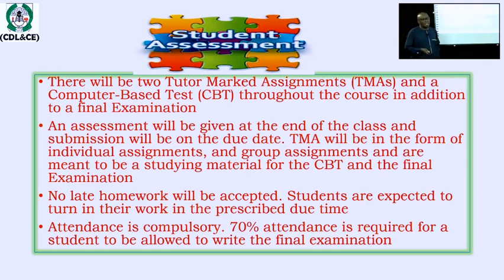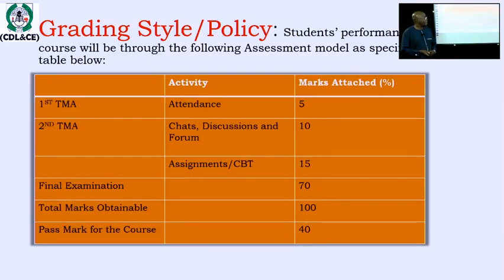But essentially, at the end of this course, you'll be taking a final exam, and we expect that you will be in class, because attendance will be taken. Under the regulation of the university, if you are less than 70%, you may not be allowed to take our exam. In terms of grading, your attendance will take 5 marks, your discussions and assignments 10 marks, other assignments 15 marks, and then the exam 70 marks. So you are expected to score a maximum of 100 marks in this course. However, the university stipulates that if you get 40% out of the 100, you pass. Less than that, you may come back and meet us again.